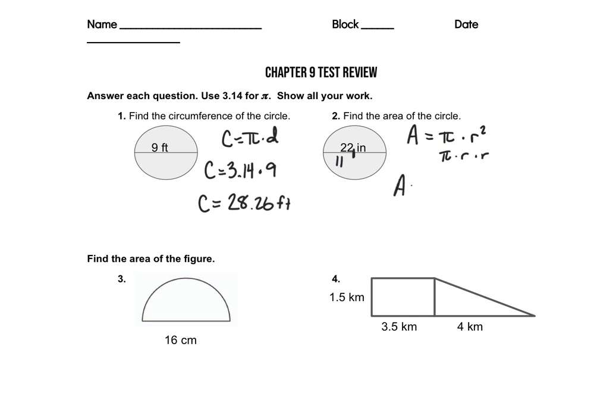So when I solve for my area, I'm going to use 3.14 for pi. My radius is 11, and we're going to multiply that by itself. So I have 11 times 11 times 3.14. My area for this is going to be 379.94 inches squared.